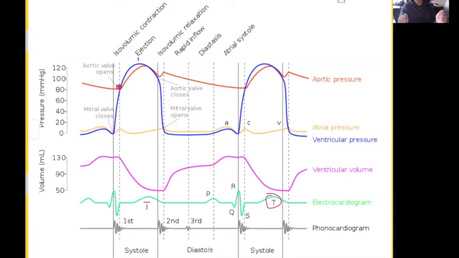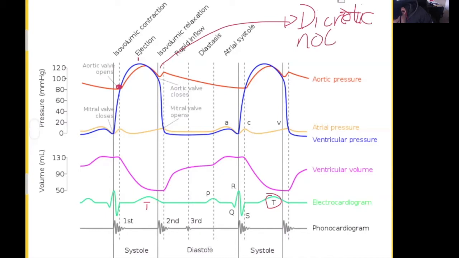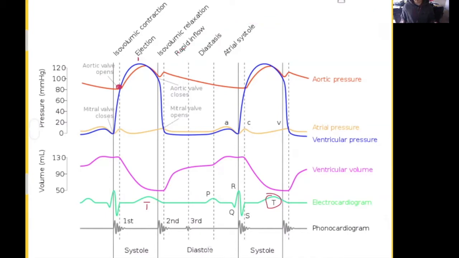And then once the semilunar valves close and there's no pressure coming in from the ventricle, this creates a transient uprise in the aortic pressure, which is known as the dicrotic notch. So this right here is our dicrotic notch. That transient increase in pressure is due to what's called the Windkessel effect.